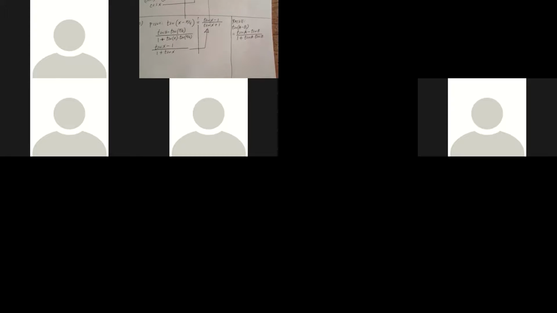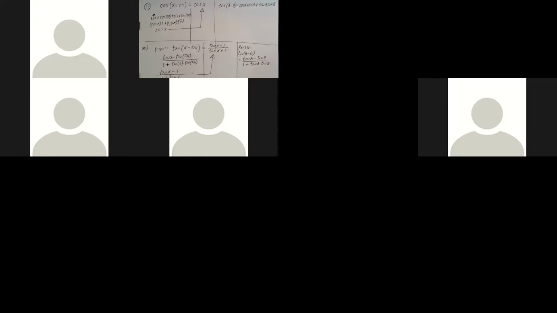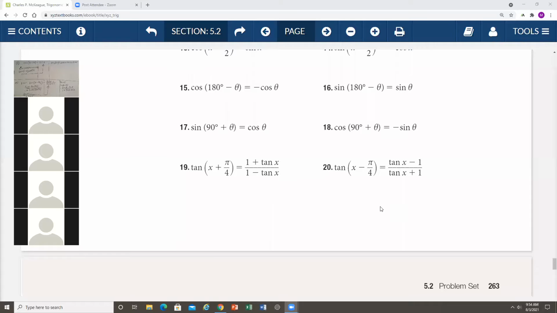So proving these as being valid identities is not really difficult if you use the correct sum or difference identity of the correct trig function. Pretty straightforward to do those. Do we have this page accounted for? Any other questions, remaining questions on this page? All right, let's get out of those and move on. All right, let's move on here.